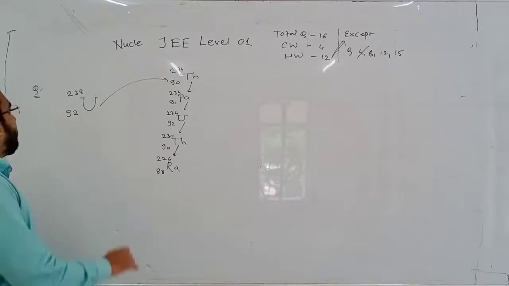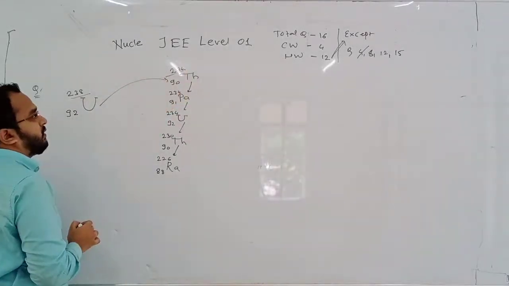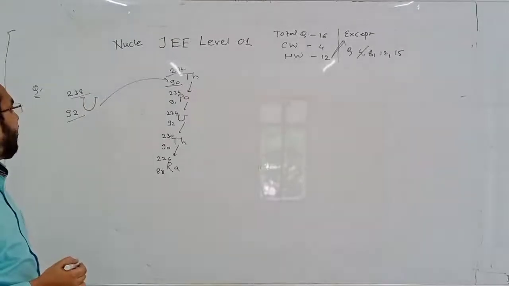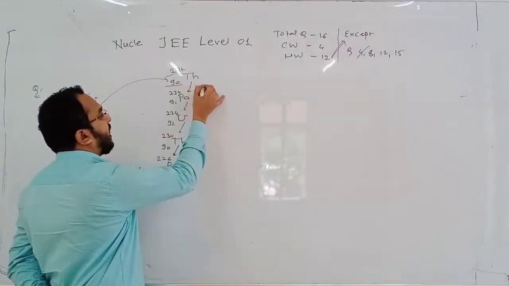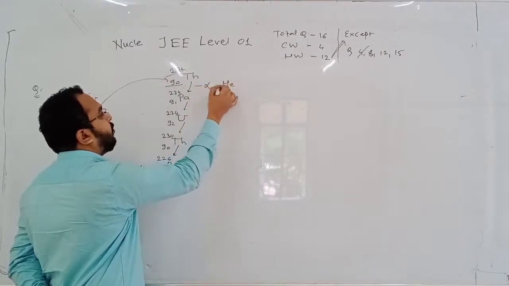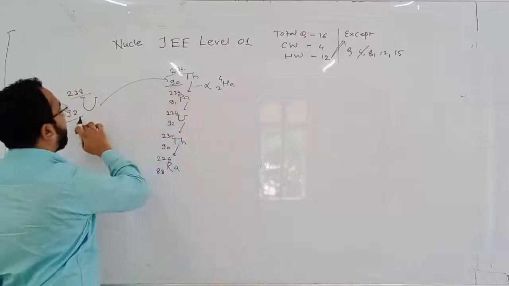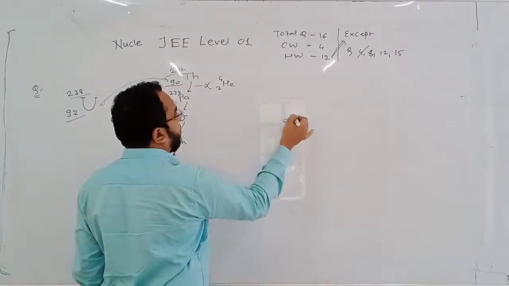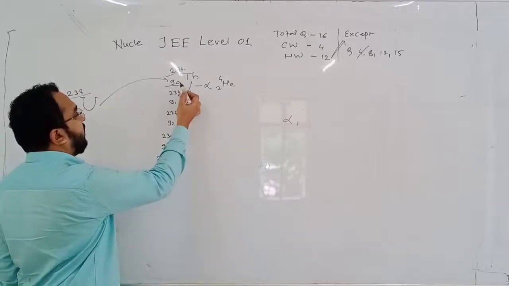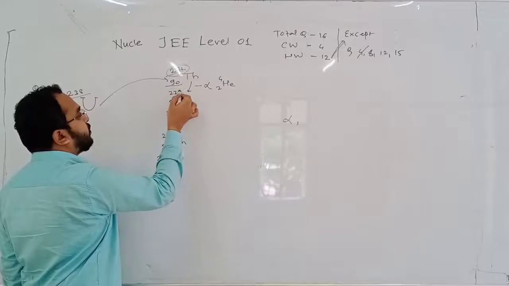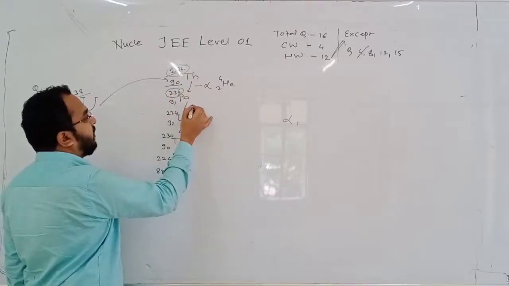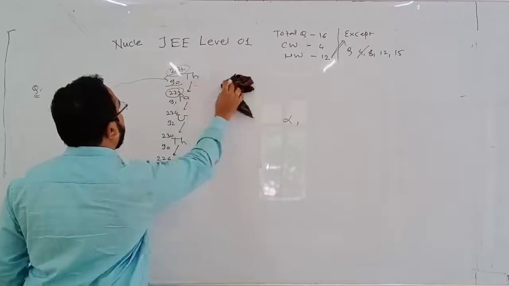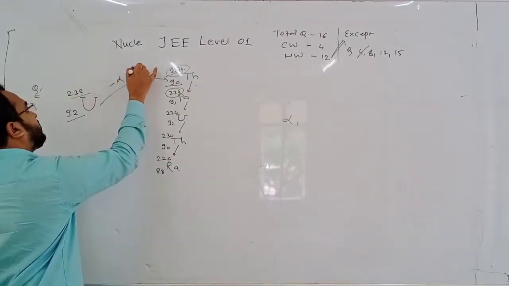Okay, now see here, 238 has become 234 and 92 has become 90. That means atomic number reduces by 2 and mass number reduces by 4. That means it is the emission of alpha particle, that is helium-4. So 90 plus 2, 92, 234 plus 4, 238. So the first particle emitted is alpha particle. Now we have 90, 234. 234 remains 234, 90 remains 90.